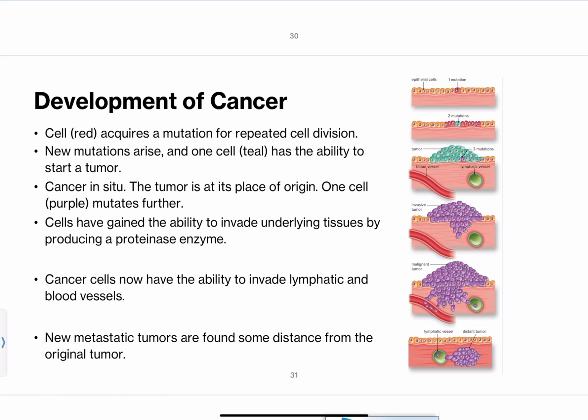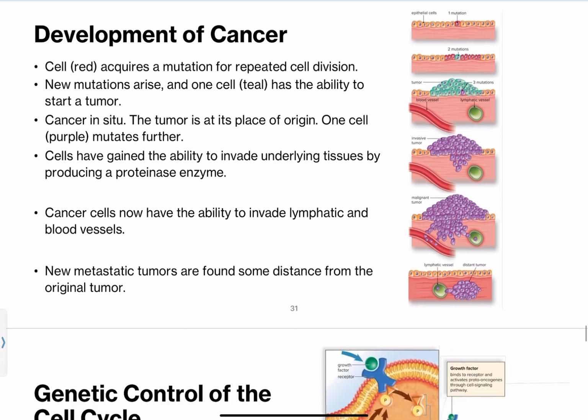From there, they might be able to enter the bloodstream or the lymphatic system and then travel to other parts of the body. When this happens, it's called metastasis, and it's one of the reasons that cancer can be so dangerous. So the cells not only grow out of control, but they spread and start building new tumors elsewhere.